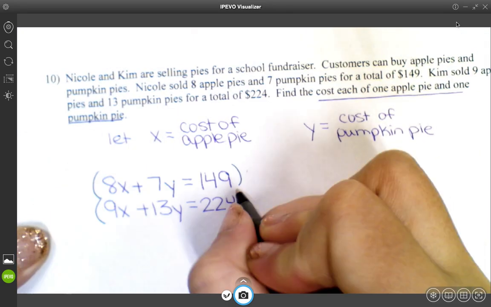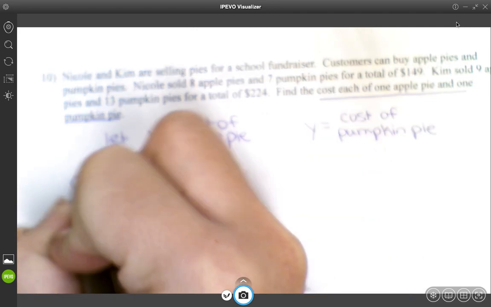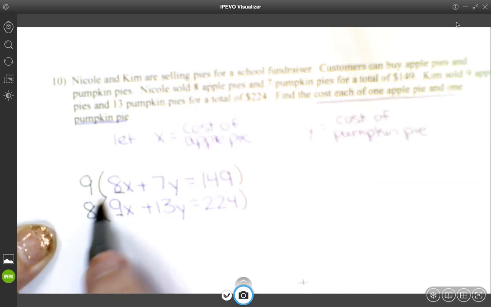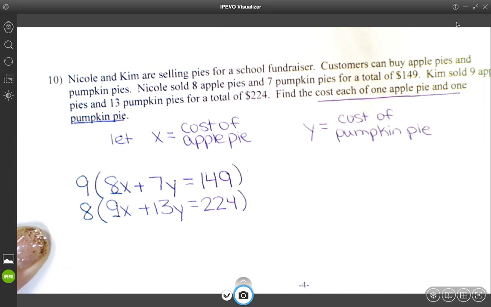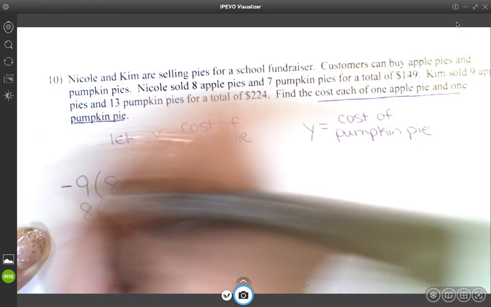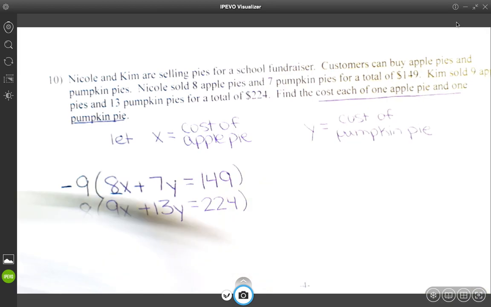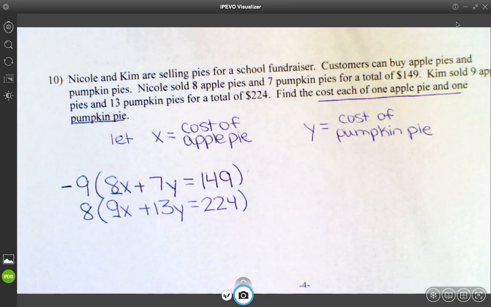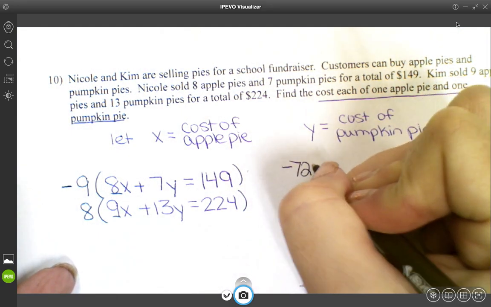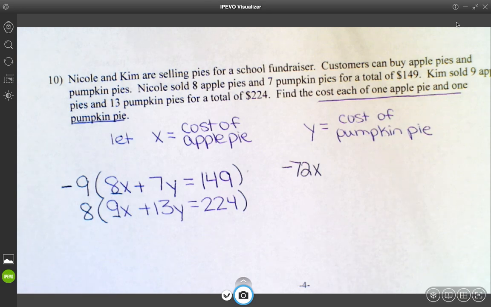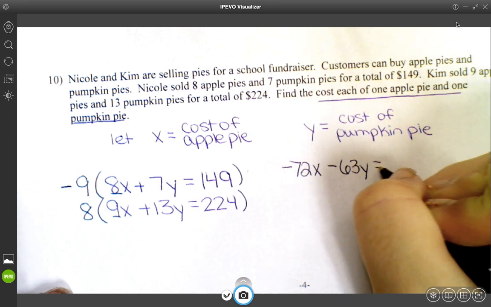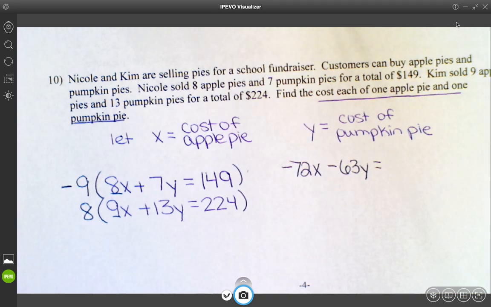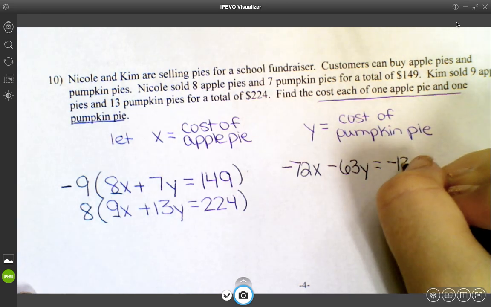All right, so I would just recommend taking those and multiplying by the opposite because we know 9 times 8 and 8 times 9 are going to give us the same thing. Does it matter which one you make a negative? No. All right, do you guys want to make the top negative? All right, so we are ready to multiply. Negative 9 times 8 gives me negative 72x. Negative 9 times 7 gives me negative 63y. And then negative 9 times 149, negative 1341.